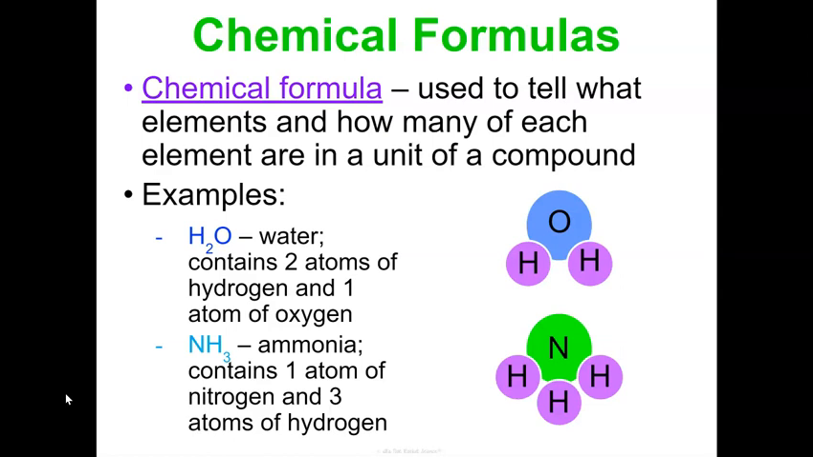Now, what we're going to be spending a ton of time with in this unit, and the next unit really, is chemical formulas. And chemical formulas are used to tell what elements and how many of each element are in a compound. For example, H2O: there are 2 hydrogens for 1 oxygen. Ammonia: there are 3 hydrogens for 1 nitrogen.